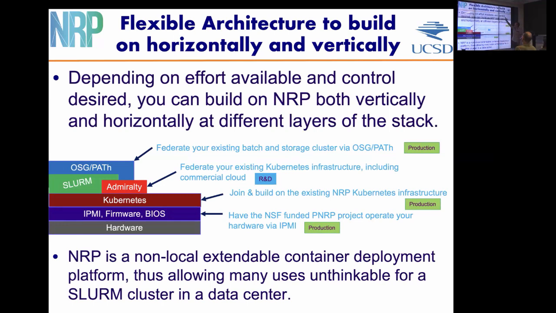So we have a flexible architecture to build on horizontal and vertical. And the architectures are very simple. At the bottom is the hardware. Then we have IPMI, firmware and BIOS. Then we have Kubernetes. Then we have Admiralty in some cases when needed. And then Slurm and all the way on top, OSG and PATH. And what's the rationale here?